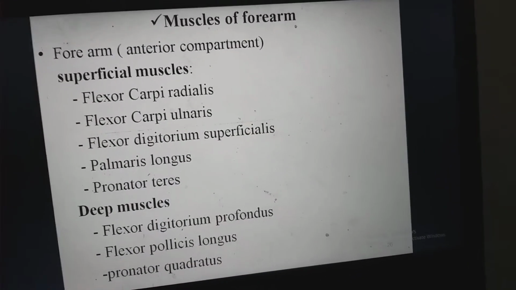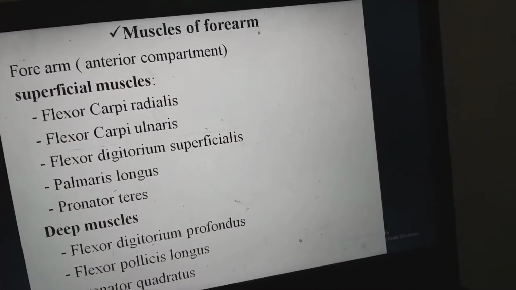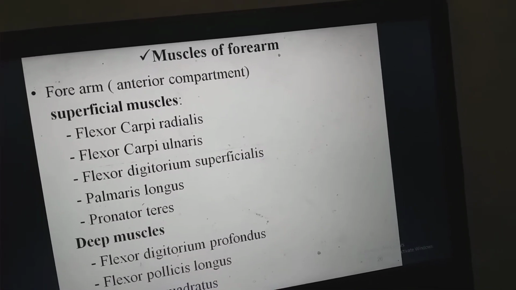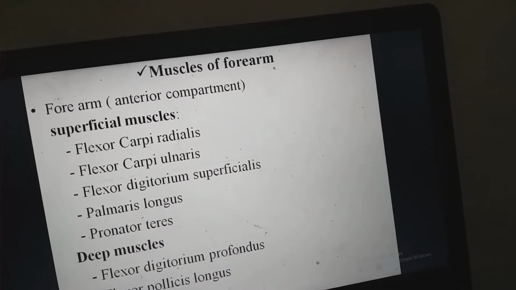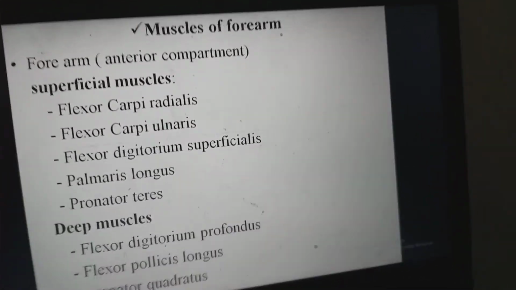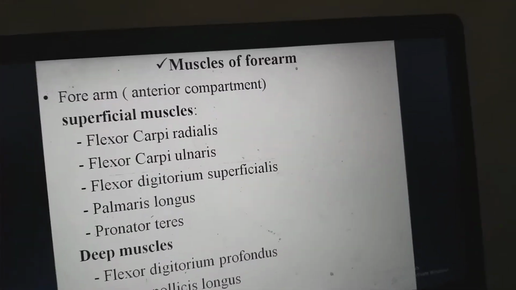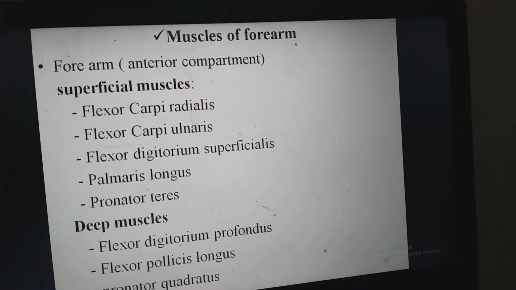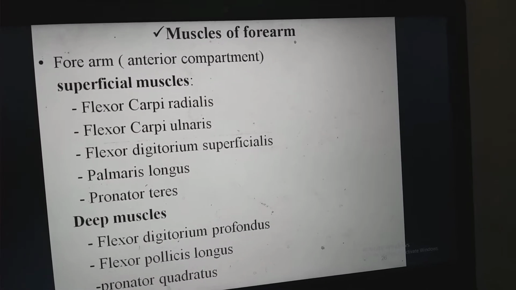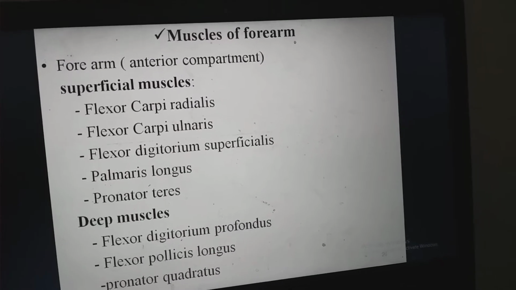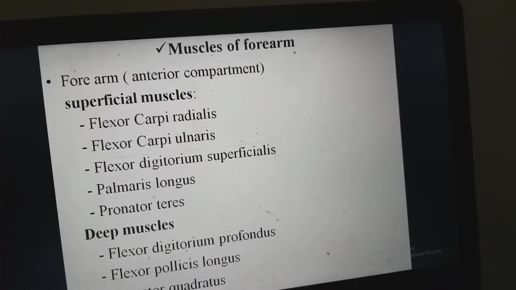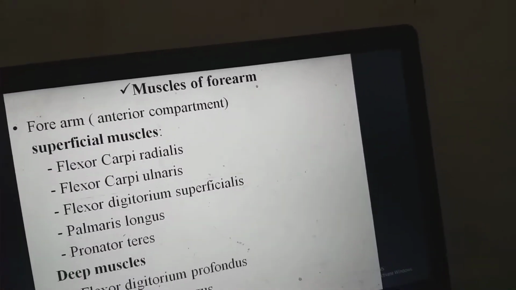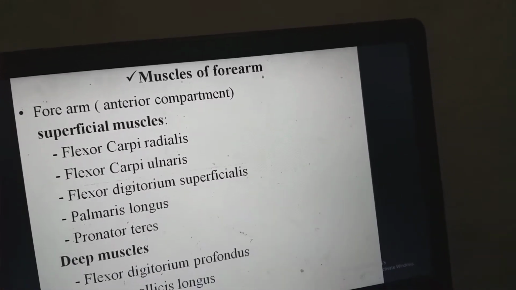Muscles of the forearm, downward. The forearm again we are going to classify into anterior and posterior. Anteriorly, muscles like flexor carpi radialis, flexor carpi ulnaris, flexor digitorum superficialis, palmaris longus, and the pronator teres. Don't forget, when we say flexor, it means they are located anteriorly, they flex. Carpi refers to the carpal bone. Radialis means moving around the radius. So flexor carpi radialis, moving around the radius, its function is flexing. Flexor carpi ulnaris, moving around the ulna, its function is flexing.